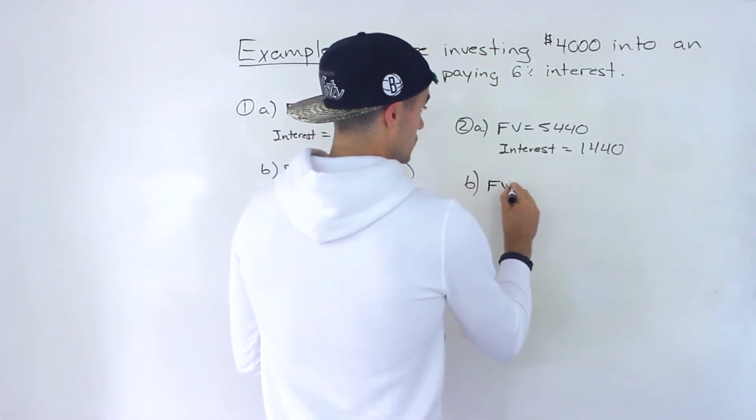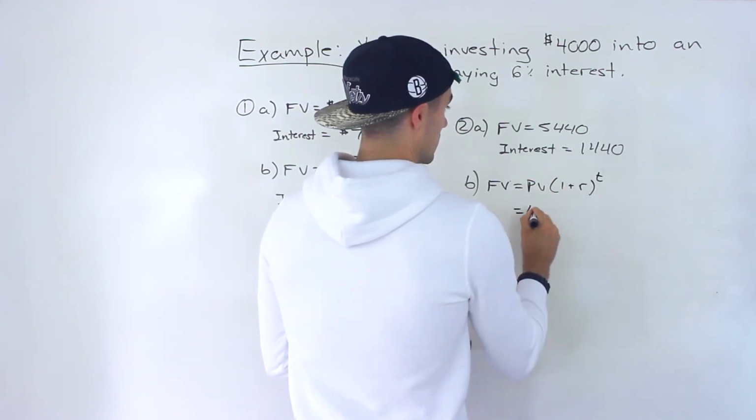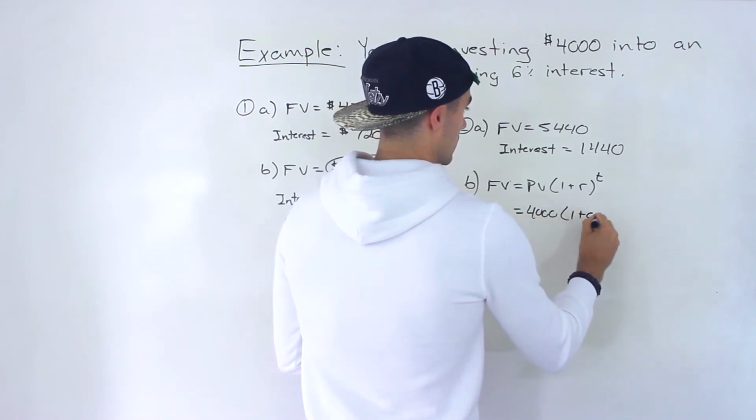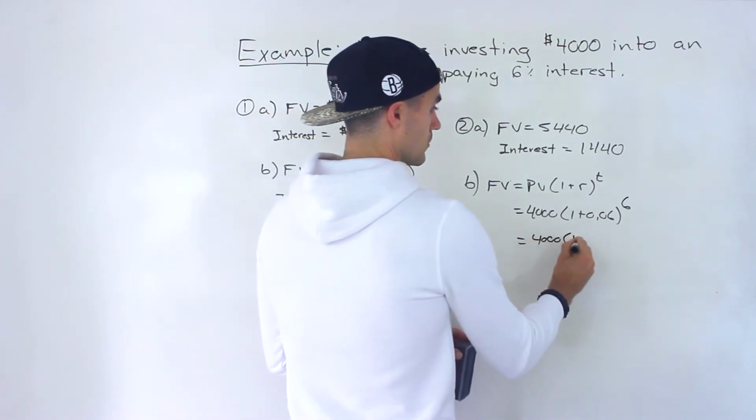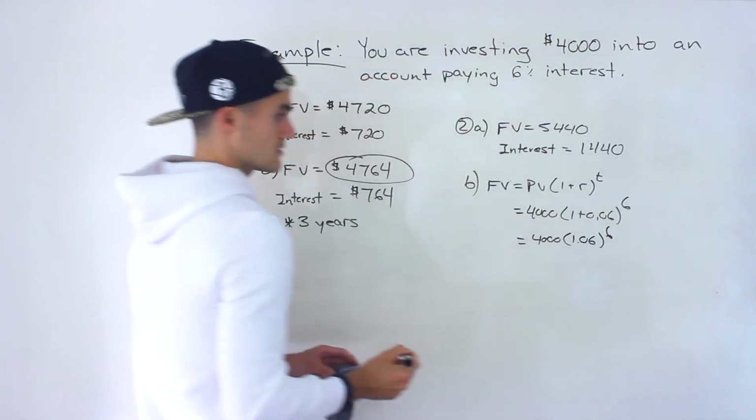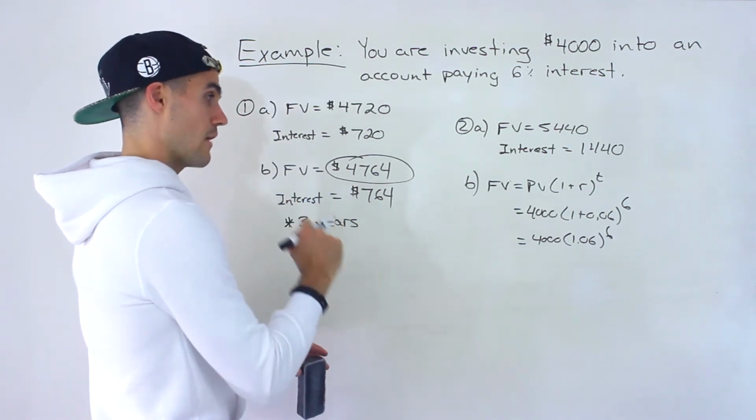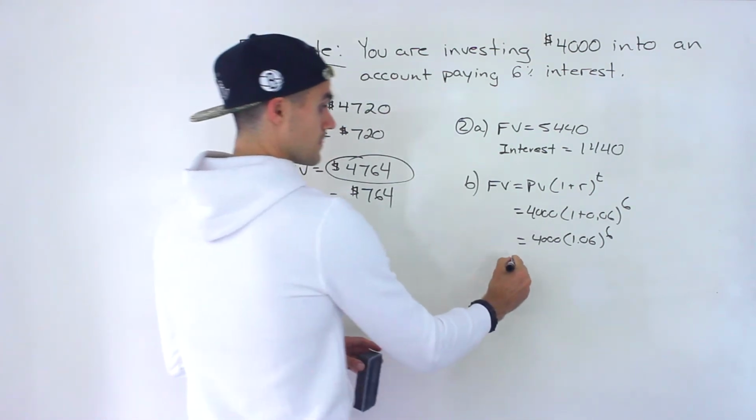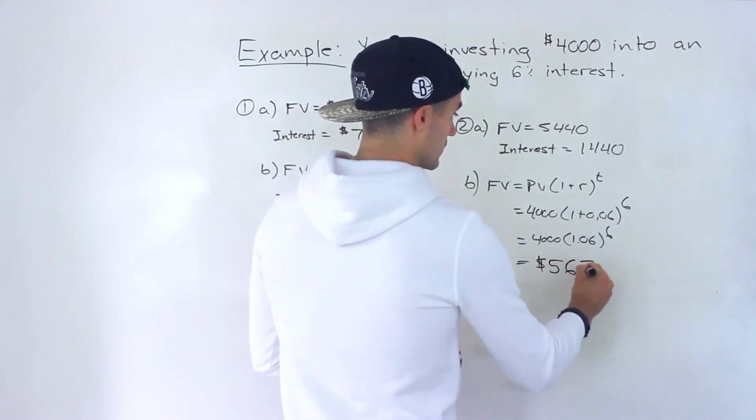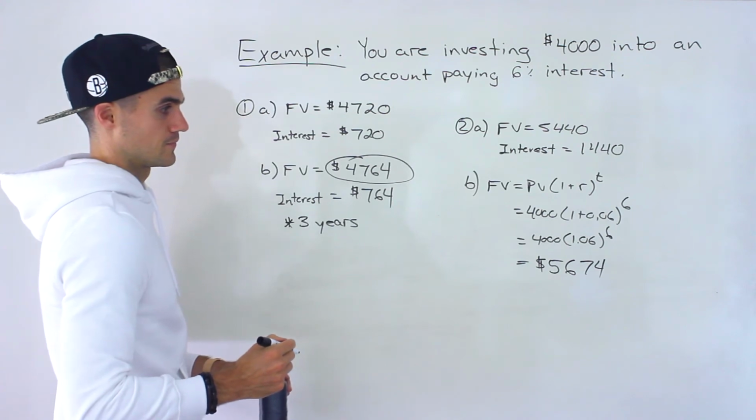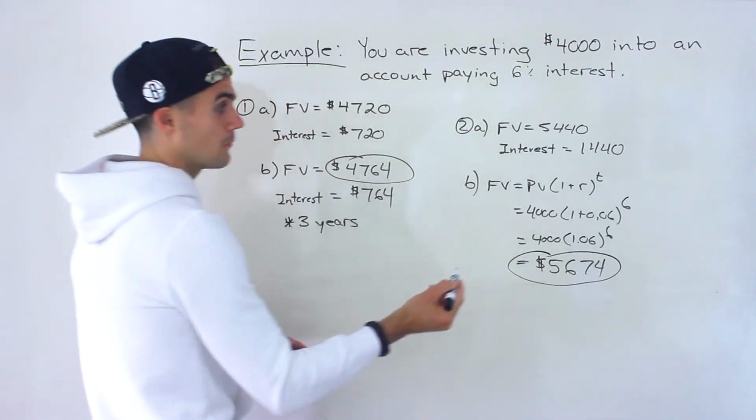Well, to find the future value, there are 2 ways to do it. Algebraically, this would be 4,000 times 1.06 to the power of 6. And when you do that calculation, making sure you do the exponent first and then multiply by the 4,000, you'd end up with 5,674. That's what the future value is going to be if the account is paying compound interest.